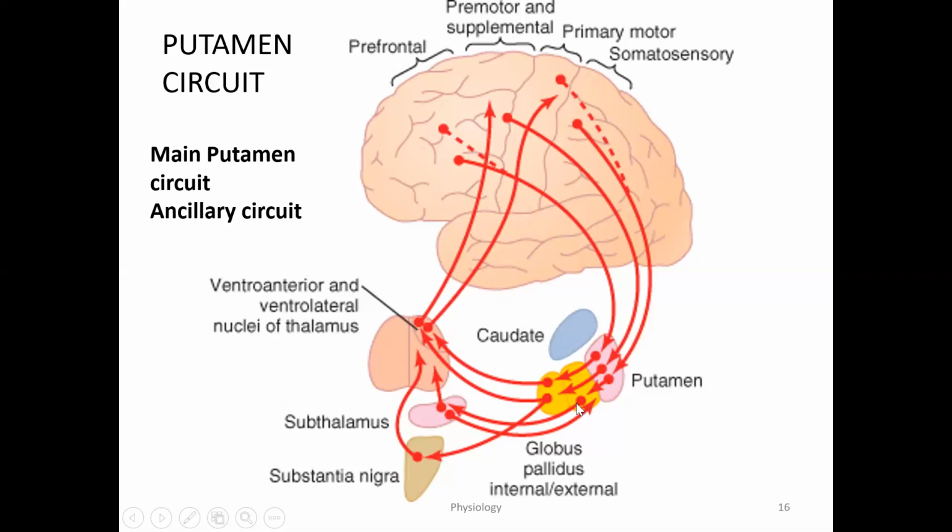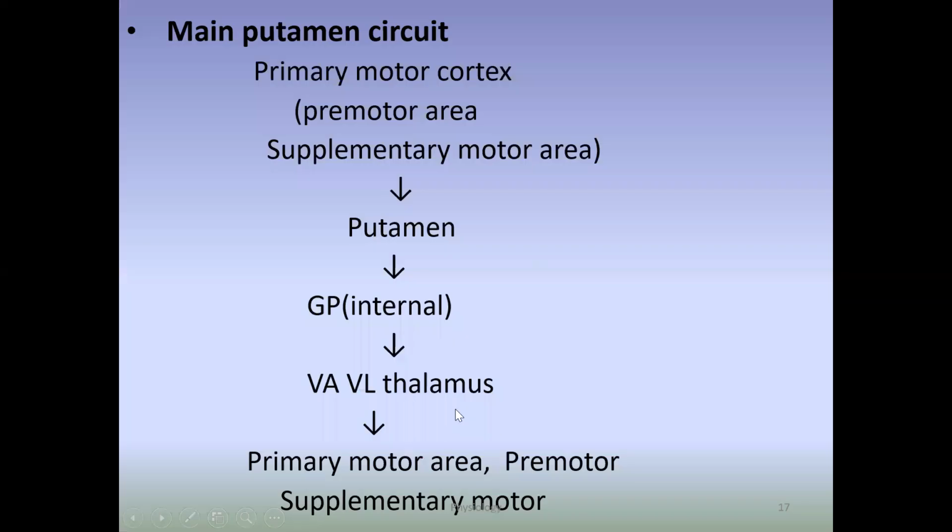The third ancillary circuit is nothing but a two-way connection between the subthalamic nucleus and the GPE. That means the subthalamic nucleus sends a signal to the GPE, that is the globus pallidus external segment, and the GPE sends a signal to the subthalamic nucleus. So these are the three ancillary putamen circuits.